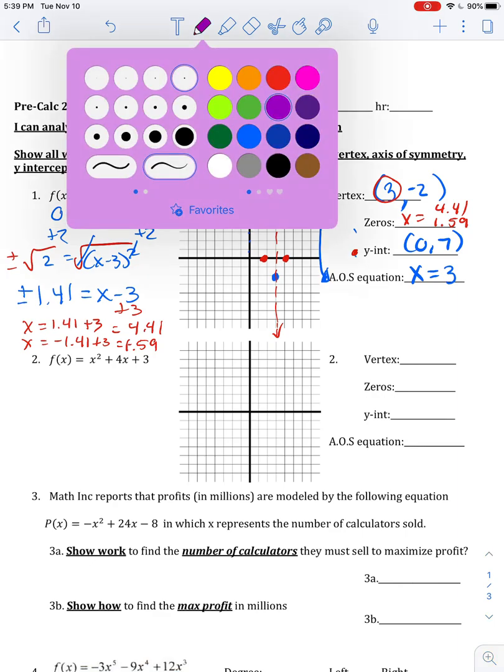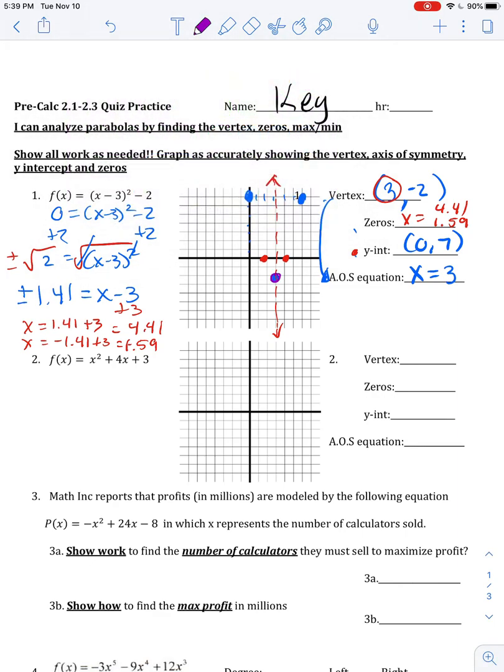So then I can connect those 5 key points. Keep in mind my 5 key points were my vertex, which I found by just looking at H and K, my y-intercept, which I found by plugging in 0 and its partner, and then my x-intercepts, which I found over here using the square root process. Then I can draw these in, and then that is going to be my parabola.